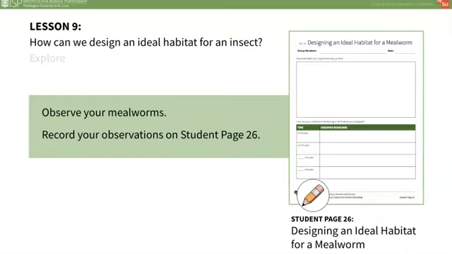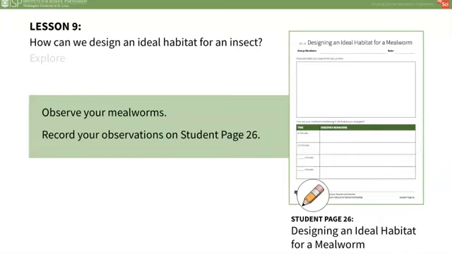Ideally, the more time student groups have, the better, so depending on the amount of class time you have, you may want to allow the students more than one day to observe how the mealworms behave in their habitat. This step can also be done in one day if you do have limited time.